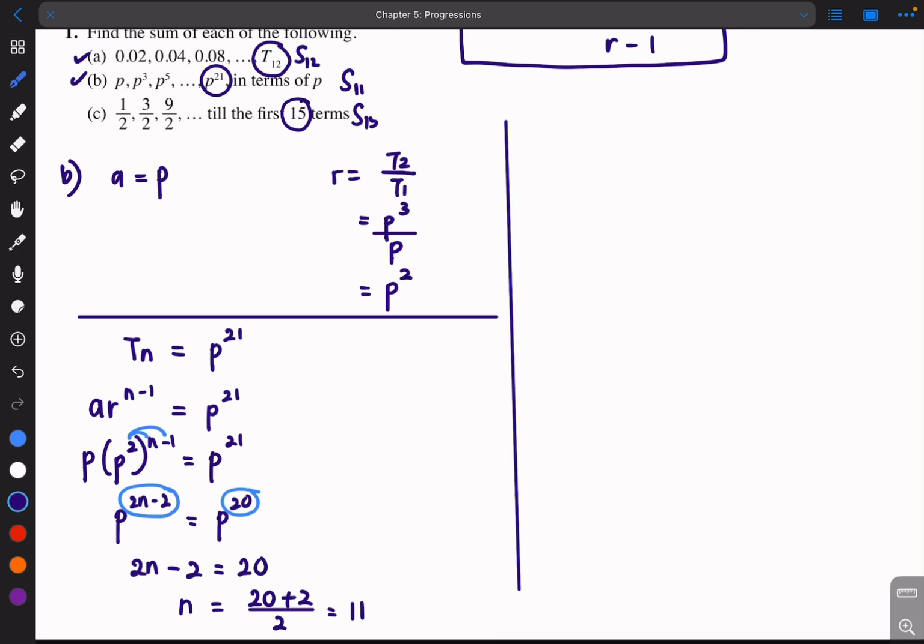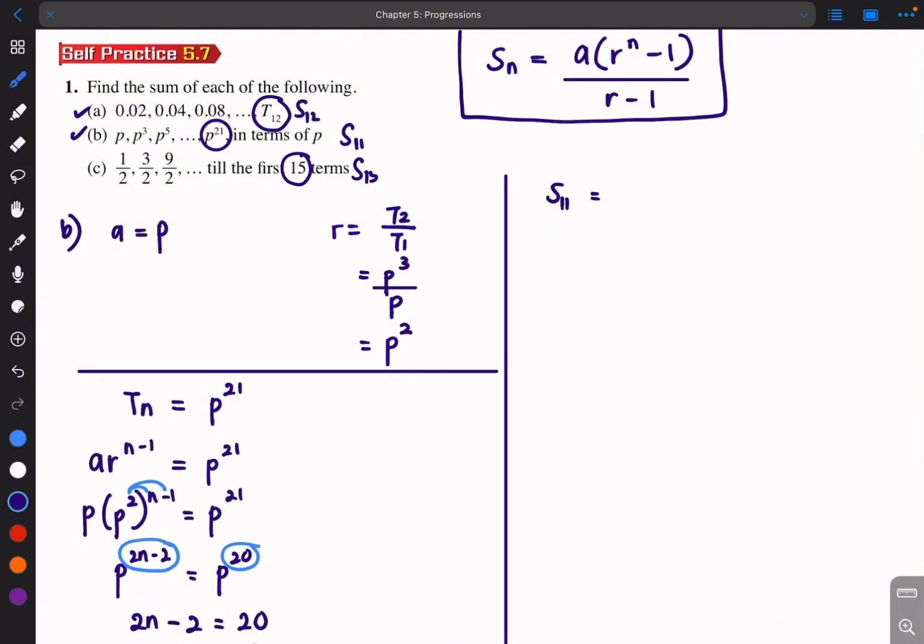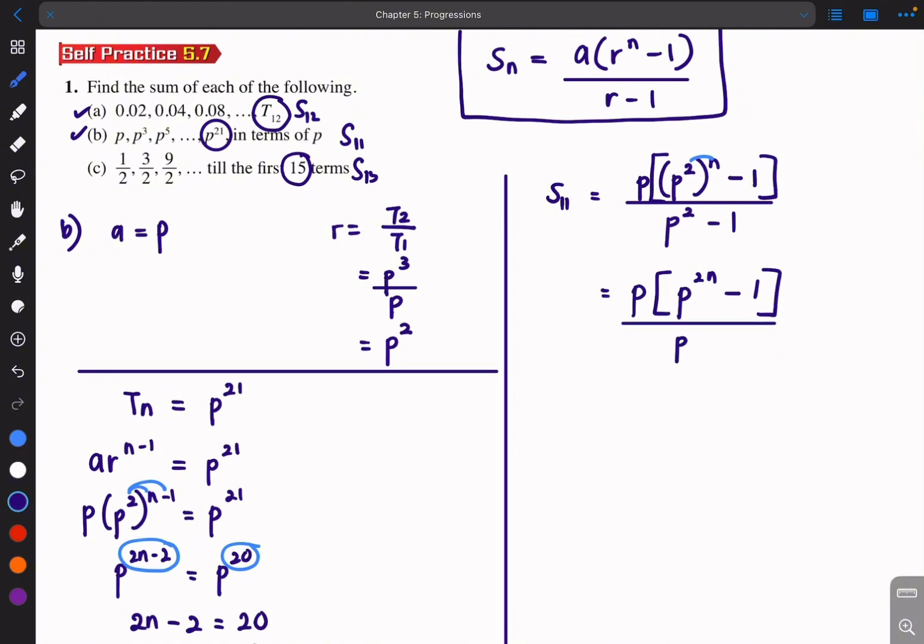Right. So S11 is A(R to the power of n minus 1) divided by R minus 1. So this one we can times here. We get P(P^(2n) minus 1) over P squared minus 1. You can go ahead and expand this, but you don't have to. This is the simplest form. So this will be our final answer. Done.